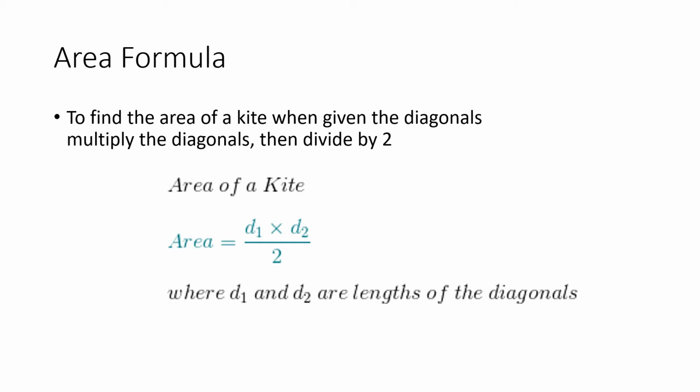Today we're going to learn how to find the area of a kite. There's a formula that you use in order to find the area of the kite that says that if you're given the diagonals of the kite, you want to multiply the diagonals together and then divide by 2.